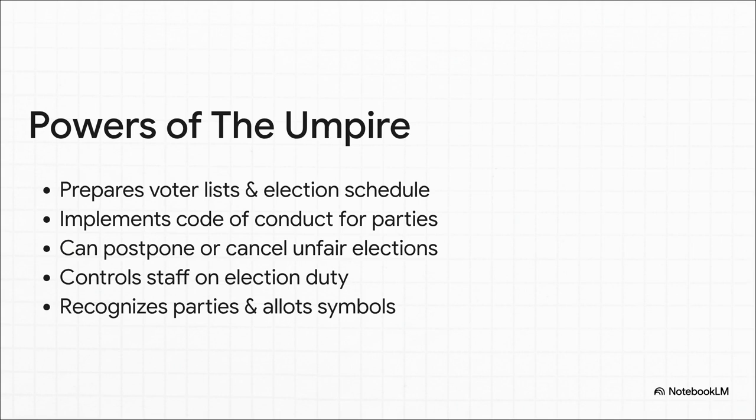So who is the all-powerful umpire in this giant game? That would be the Election Commission of India. And let me tell you, this umpire has some serious power. It decides who's on the voter lists, it sets the entire election schedule, and it enforces a strict code of conduct for everyone involved. It can even take control of government employees and postpone or totally cancel an election if it thinks things aren't fair.